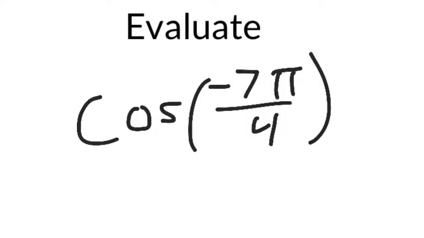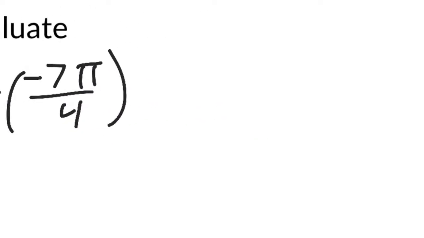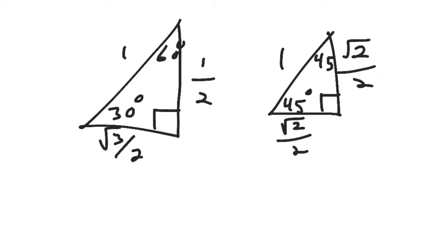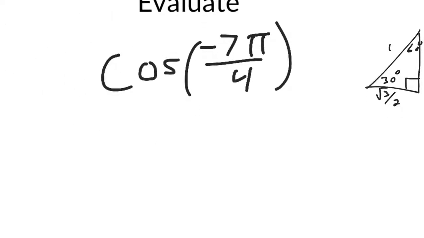You're typically asked in the course to know how to find out what cosine of negative 7 pi over 4 is without using a calculator. So let's draw some triangles we can reference to help us solve this problem. If you can memorize the values of these triangles, you'll be able to answer pretty much any trig question that's thrown at you without a calculator.